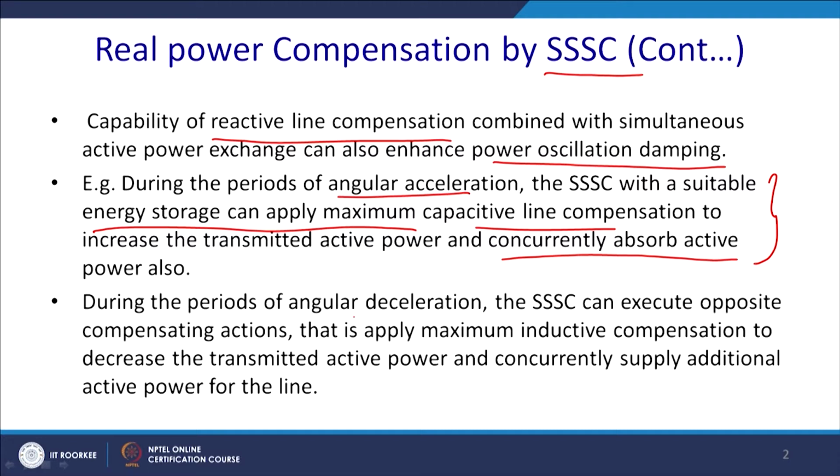During the period of deceleration, when energy comes down, SSSC can execute the opposite compensating action that can apply the maximum inductive compensation to the line to decrease the transmitted active power, and concurrently supply the additional active power to the line.